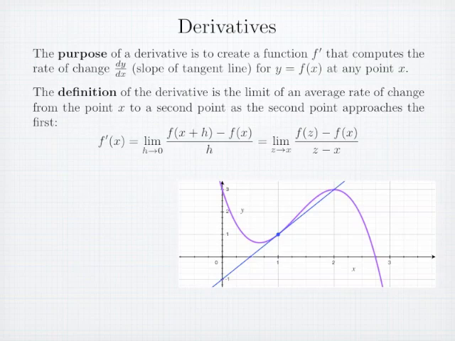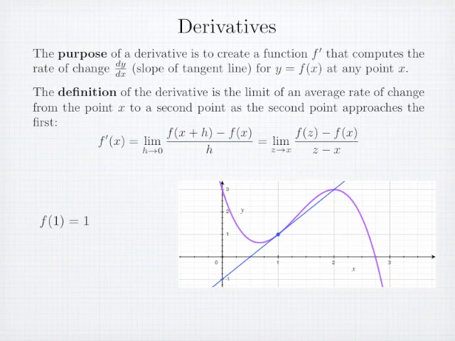Derivatives are a function that allow us to compute the rate of change for a given function f of x at any point x. The rate of change is the slope of the tangent line. Now on the graph that you see below in purple, we have a function. If I think about the function, at the value x equals 1, the height of the function is 1. That's what it means to say f of 1 equals 1.